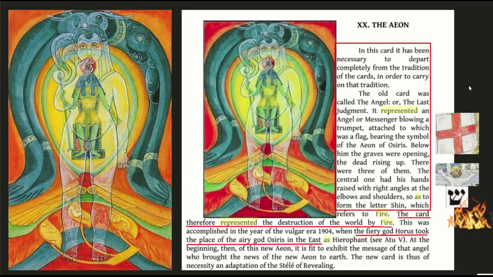The central one had his hands raised with right angles at the elbows and shoulders, so as to form the letter Shin, which refers to fire. The card, therefore, represented the destruction of the world by fire.